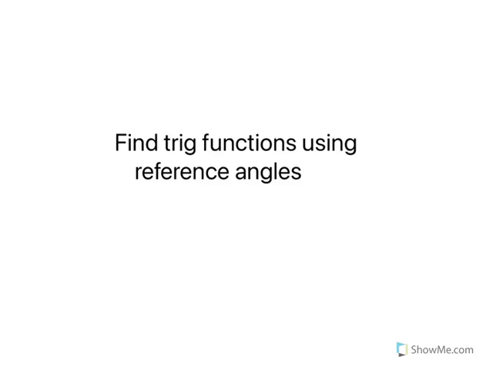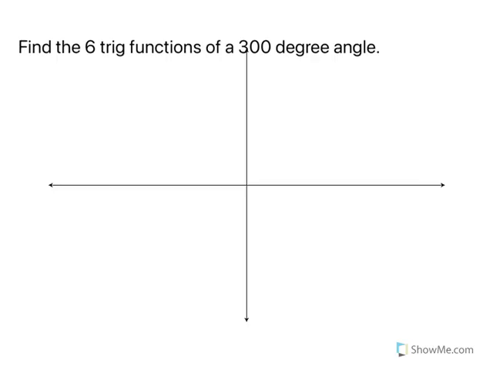Let's find trig functions using reference angles. Calculators are beautiful. Some calculators are more beautiful than others. But if you're given a special right triangle and told that you need exact answers, this is where knowing your special right triangles is going to be helpful. So here we are going to find the exact values of the 6 trig functions of a 300-degree angle.